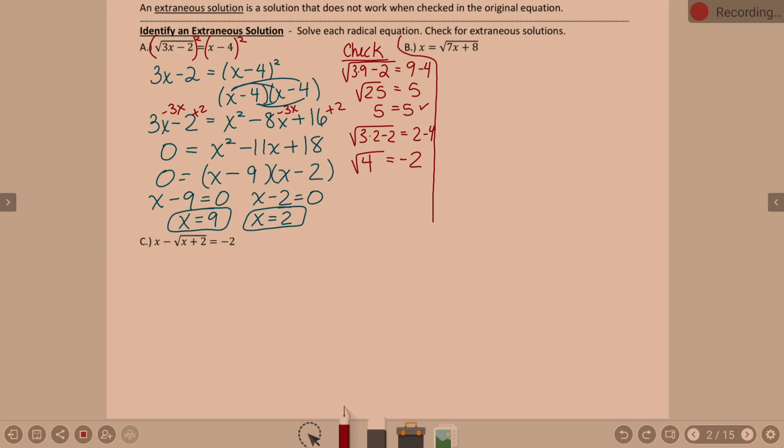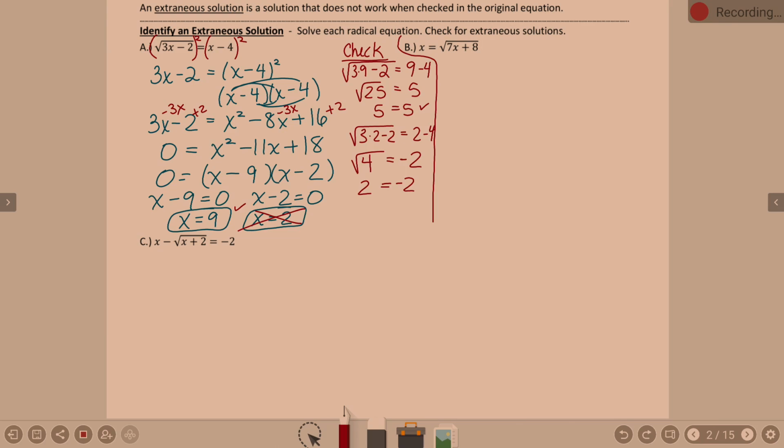It's sort of right, but in this scenario, the square root of 4, when you just have a positive radical here, the square root of 4 is 2. Does 2 equal negative 2? No, it does not. So guess what? 9 worked, 2 did not work. Bless you.